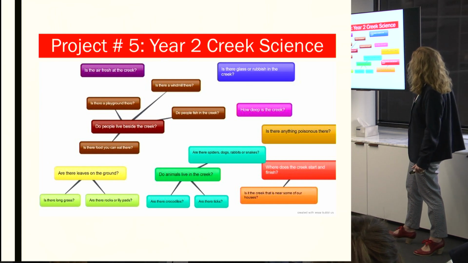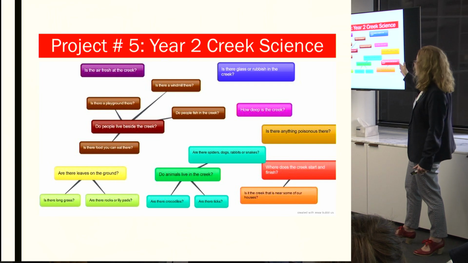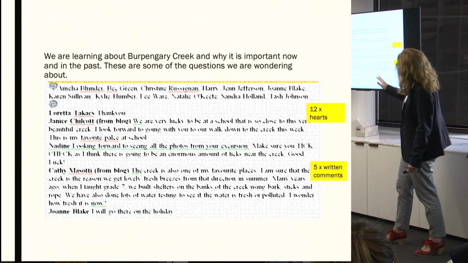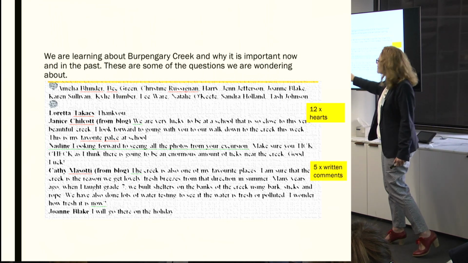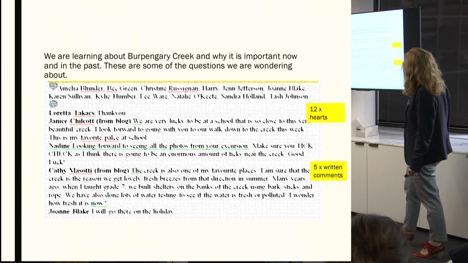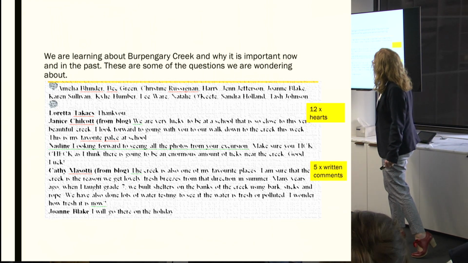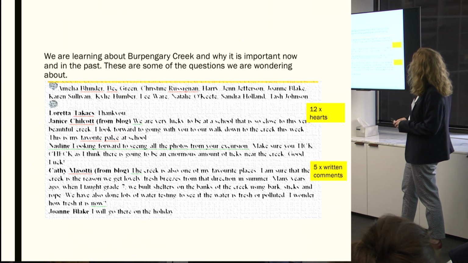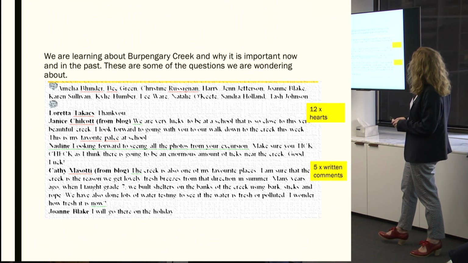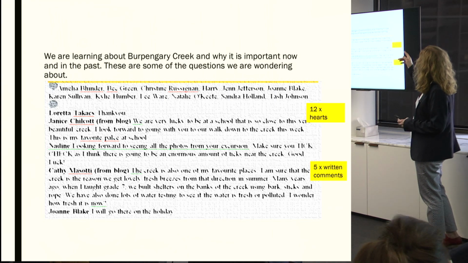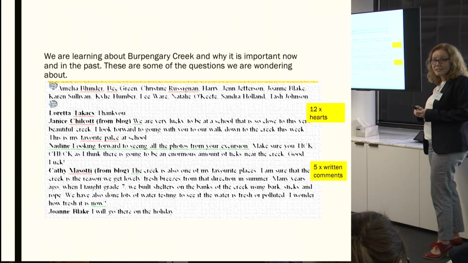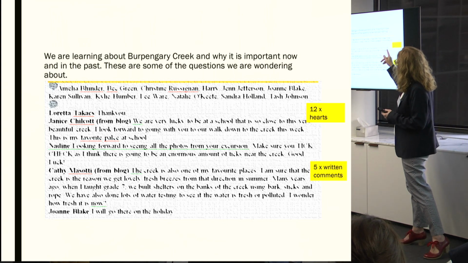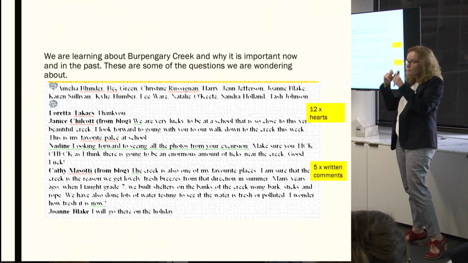The children went out to lunch. This got pinged to the parent's phone. And when the children came back from lunch, okay, so I've disguised the text here so you can't see people's names. When they came back from lunch, their statement was, we are learning about Burpengary Creek and why it is important now and in the past. These are some of the questions we were wondering about. When they got back, 12 parents had accessed that inspiration map that they had drawn and indicated a love heart. You know, the little emoji love heart?